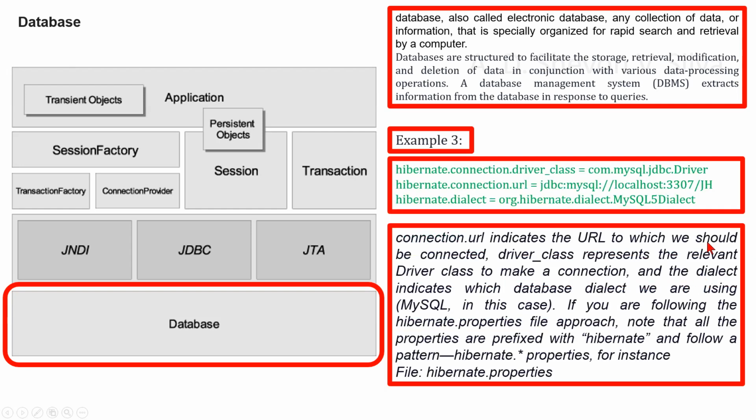And as example 3, we can consider this one in the hibernate.properties file. Here hibernate.connection.url indicates the URL to which we should be connected. Driver class represents the relevant driver class to make a connection, and the dialect indicates which database dialect we are using, MySQL in this case. If you are following the hibernate.properties file approach, note that all the properties are prefixed with hibernate, and follow a pattern hibernate.*properties for instance.